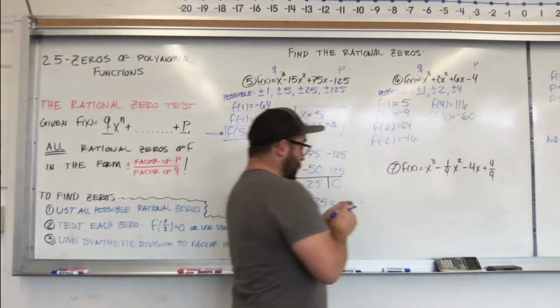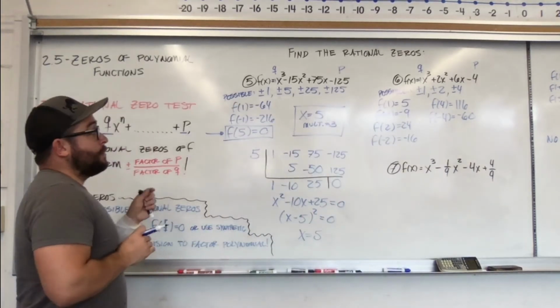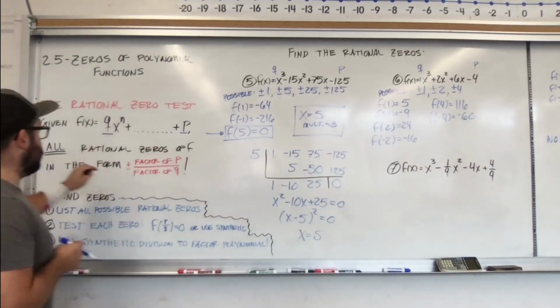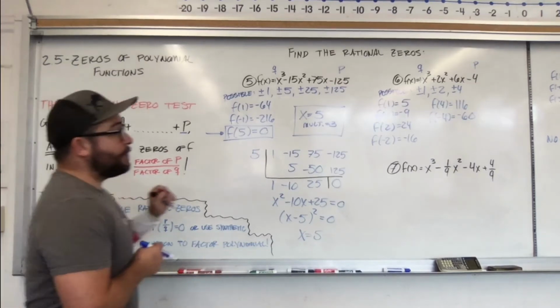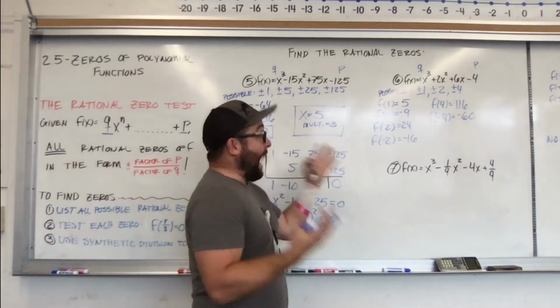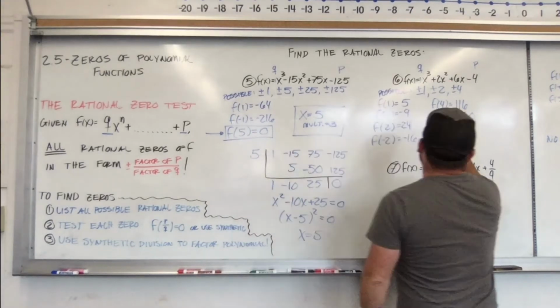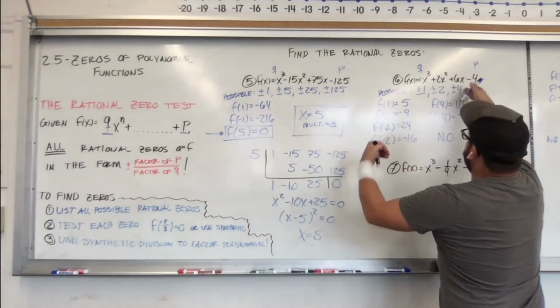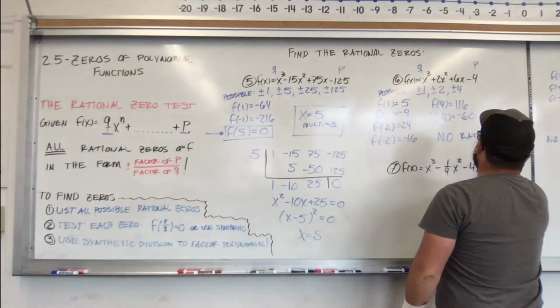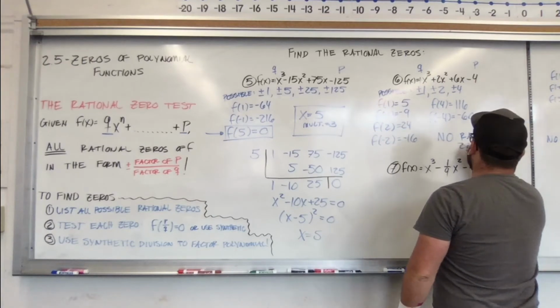So here's the interesting thing about this one. Where we found a rational zero that worked out, this one actually doesn't have a rational zero. If it didn't show up from one of our possible zeros, this tells us this has no rational zero.